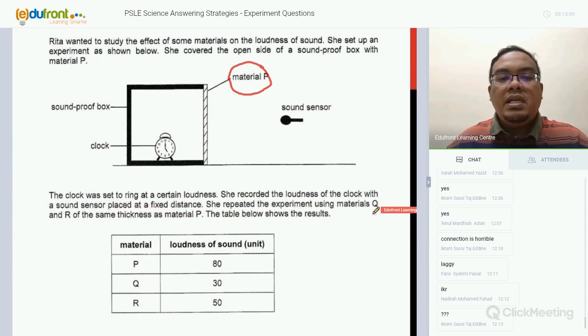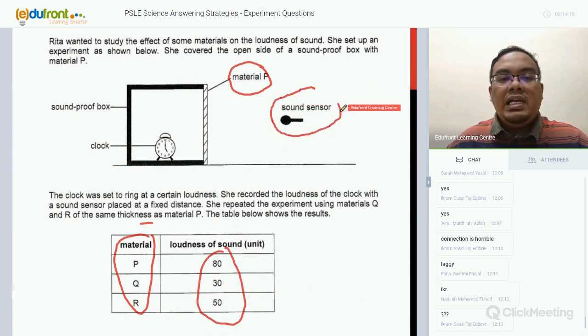She recorded the loudness of the clock with a sound sensor. She repeated the experiment using materials Q and R of the same thickness. So you can see that she changed the type of material: material P, material Q, and material R, while keeping the thickness of the material the same. Now, why does she keep the thickness the same? Okay, we will discover later. And this is what she measured. She measured the loudness of the sound using the sound sensor. Okay, so these are the various variables, and we have to understand what these variables are, and we have to understand the relationship between these variables.